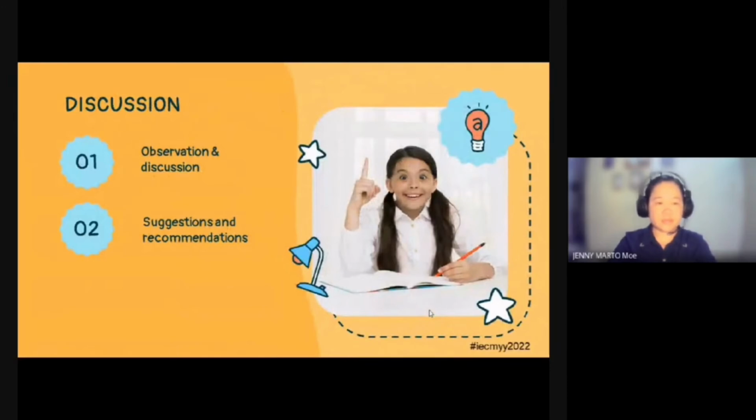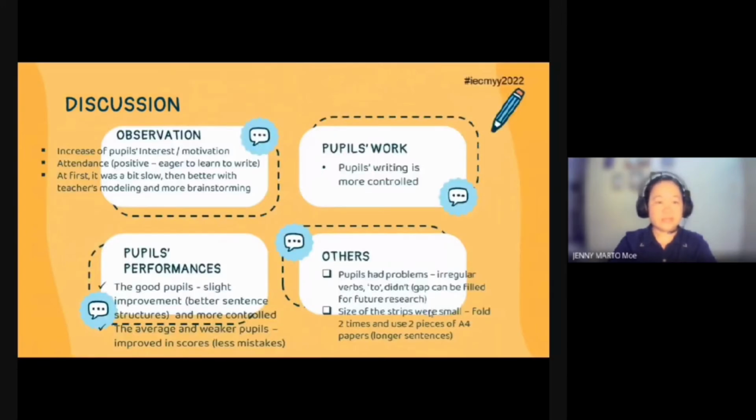For this section, I'm going to discuss the observation and discussion, and suggestions and recommendations for future research. Okay. Now, this section I divide into 4, which are observation, pupils' work, pupils' performances, and others. These are based on what I've seen during the action research and after the action research.